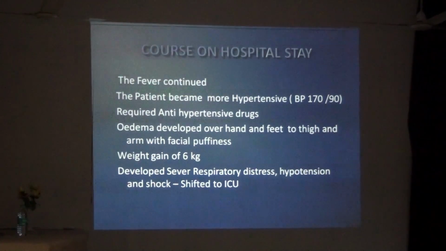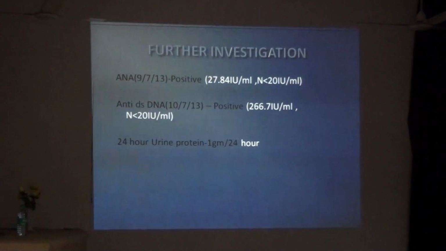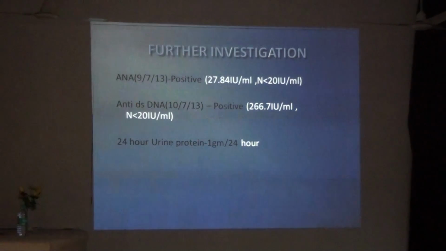During the course of hospital stay, the patient's fever continued and the patient became more hypotensive. Then edema developed all over the body with weight gain of 6 kg. Then she was shifted to ICU for respiratory distress, hypotension and shock. On further investigation, ANA is positive, anti-dsDNA is positive, and 24-hour urine protein is 1 gram per 24 hours.